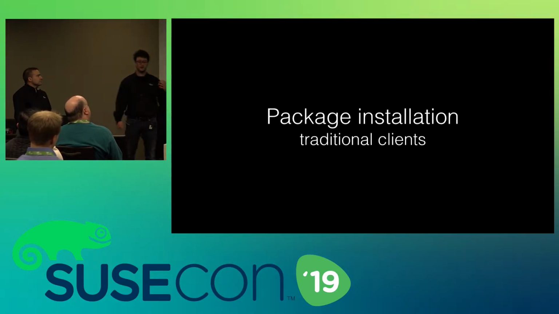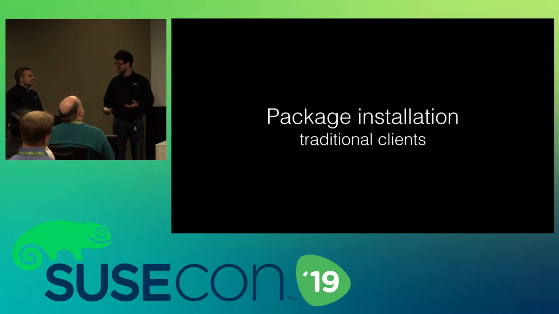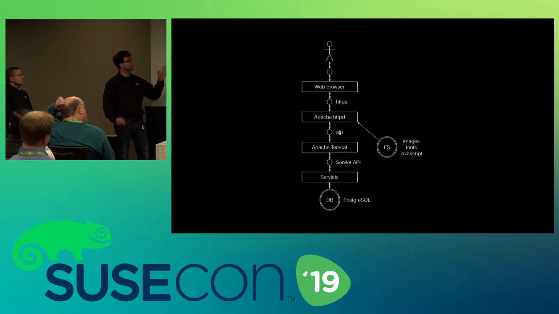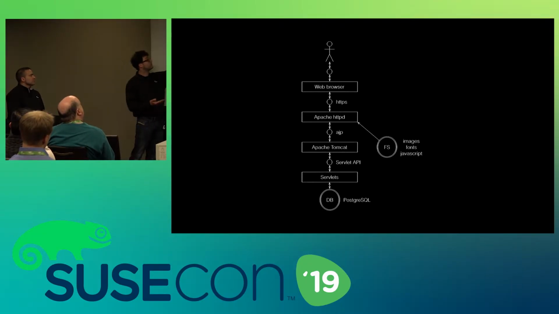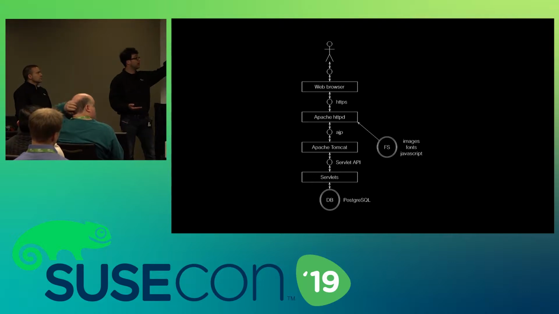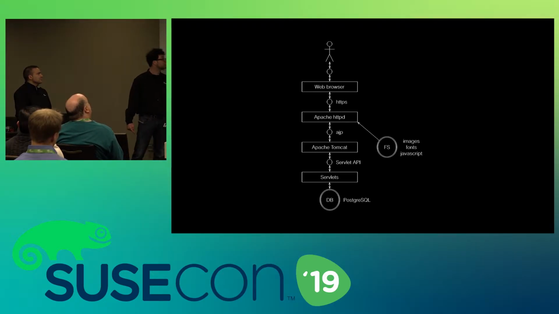OK, let's now start with the real meat of this talk. Let's see how package installation works, and in particular on traditional clients. We will assume we do that through the web UI, just to start with a familiar example. So the pattern net looks like this. We have a user. The user interacts with a web browser. The web browser interacts with an Apache 2 server inside of the SUSE Manager server via HTTPS, of course.